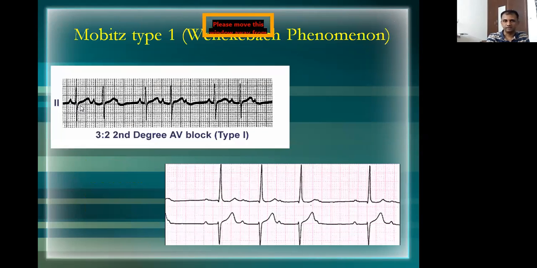Here you can see the P wave, QRS complex, T wave, and if you look at this gap, it is slightly widening, and then suddenly there's a big gap. That's where the 3:2 block is. For every 3 beats, there is one missing.